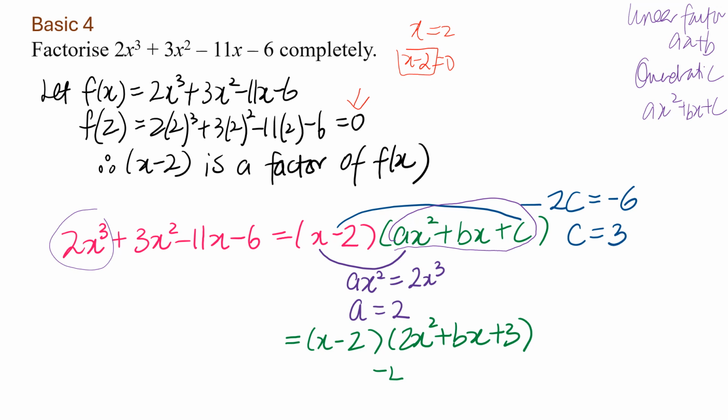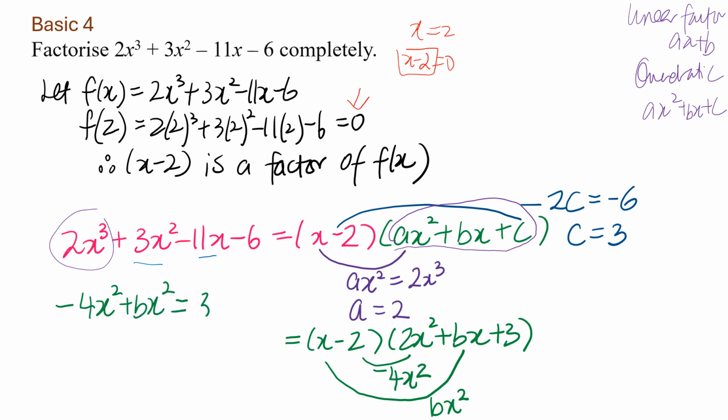So the more troublesome part is finding the value of b. Like what I've explained earlier on, you can either compare the x squared term or the x term. Right, so in this case here, I'll be comparing your x squared term. So negative 4x squared plus bx squared. Make sure when you multiply, finding your x squared term, there are usually two of them, and the x term also there are usually two of them. You equate it to 3x squared. You divide by x squared throughout, you get negative 4 plus b equals 3. So b is equal to 7.